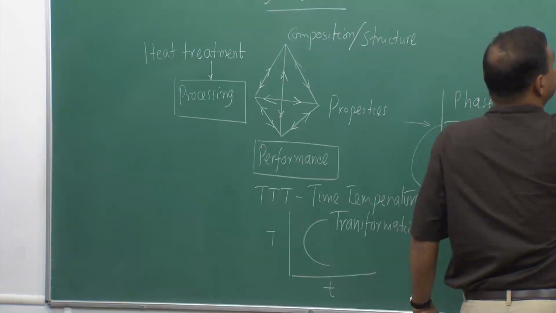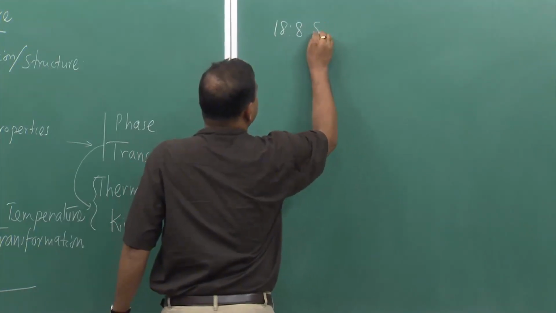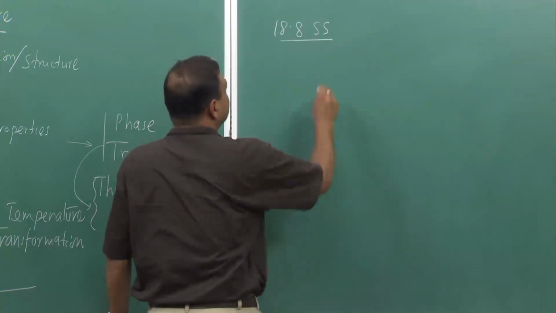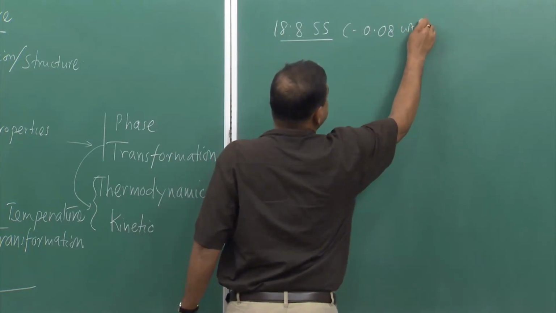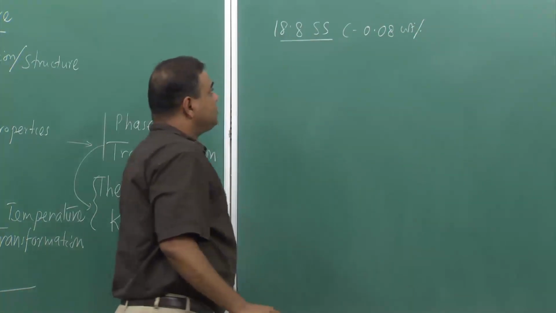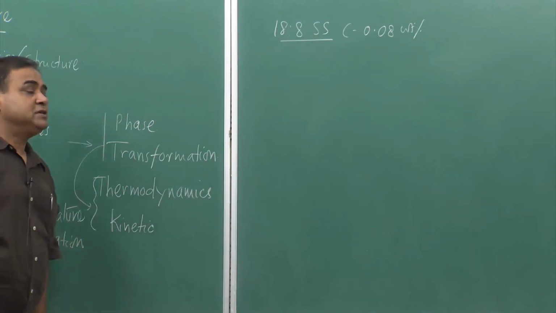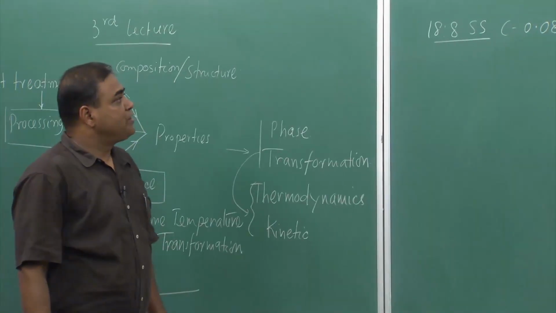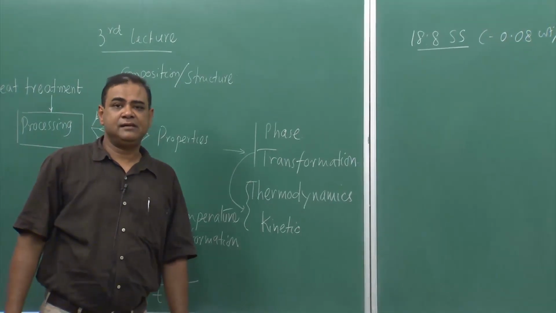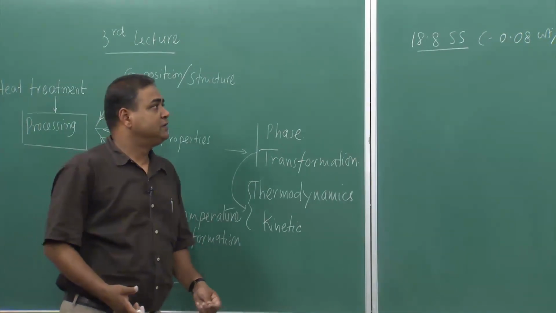One is 18-8 stainless steel, SS, with a carbon content of 0.08 weight%. Now, this is a special steel which is called stainless steel, as we have discussed last time, and in this steel we use the steel in the form of sheet metal.